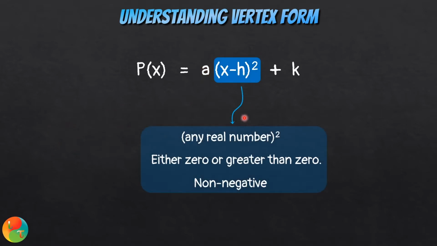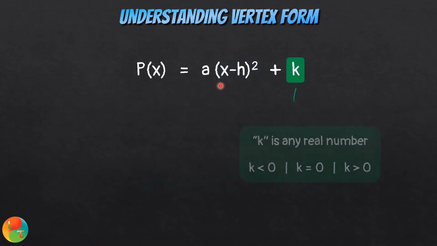X minus h can be any real number, and its whole square says that it can either be 0 or greater than 0, that is positive. It means that this blue highlighted term is a non-negative number. And k is any real number. There is no such restriction on the value of k. So k can be 0, can be less than 0, or can be greater than 0.